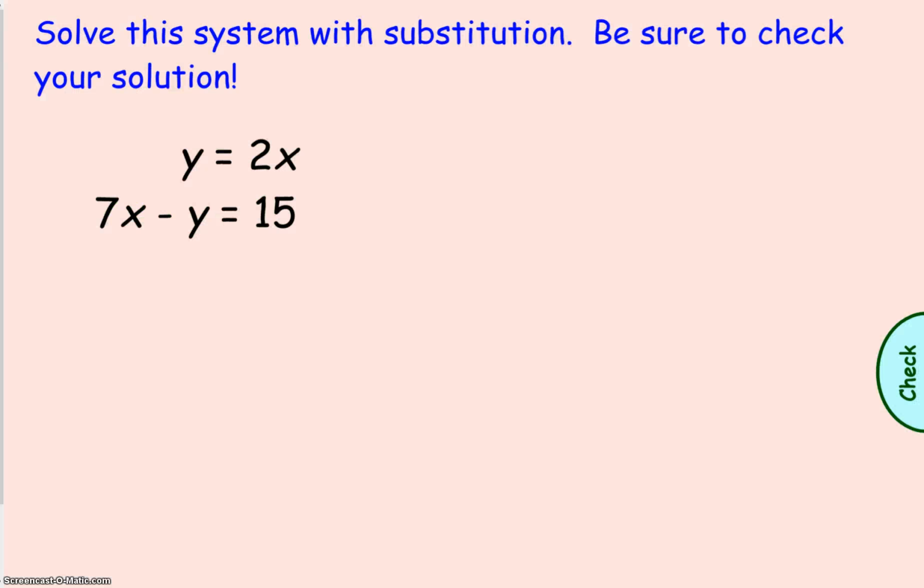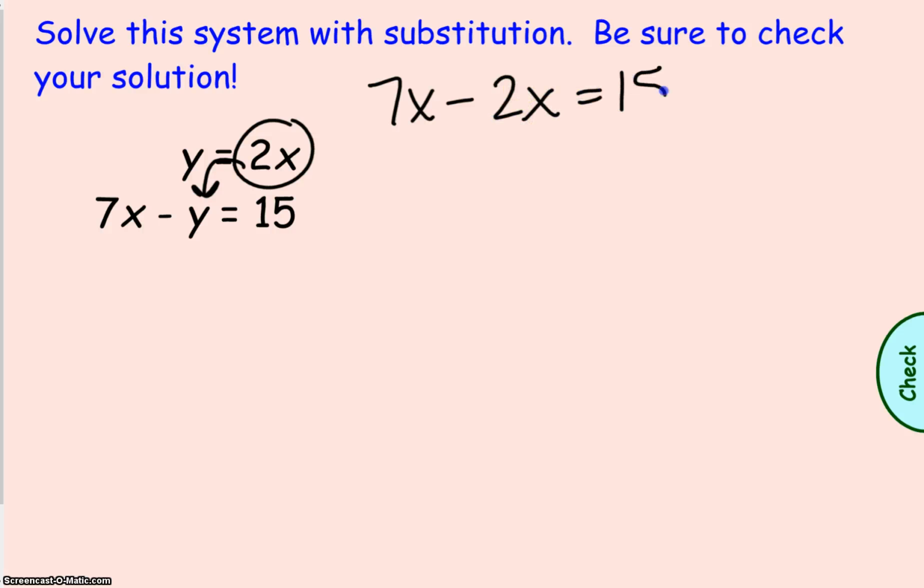So, solve the system with substitution. Be sure to check your solution. All right, here we go with the nitty-gritty, so get ready. Can I set these equal to each other? No, but I know that y equals 2x, so could I plug that in for this y? And that's a yes. So I have 7x minus 2x equals 15.